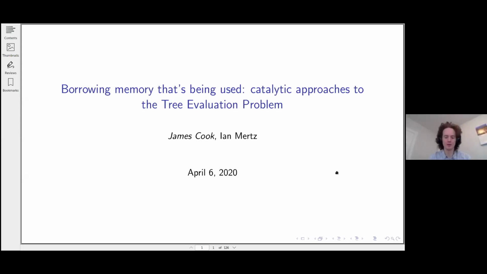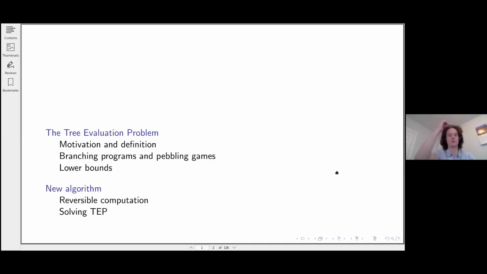So yeah, as Tony said, I'm going to be talking about the tree evaluation problem. This is joint work with Ian Mertz that we're scheduled to present at STOC this year in whatever form that might take. So the talk's going to have two parts.